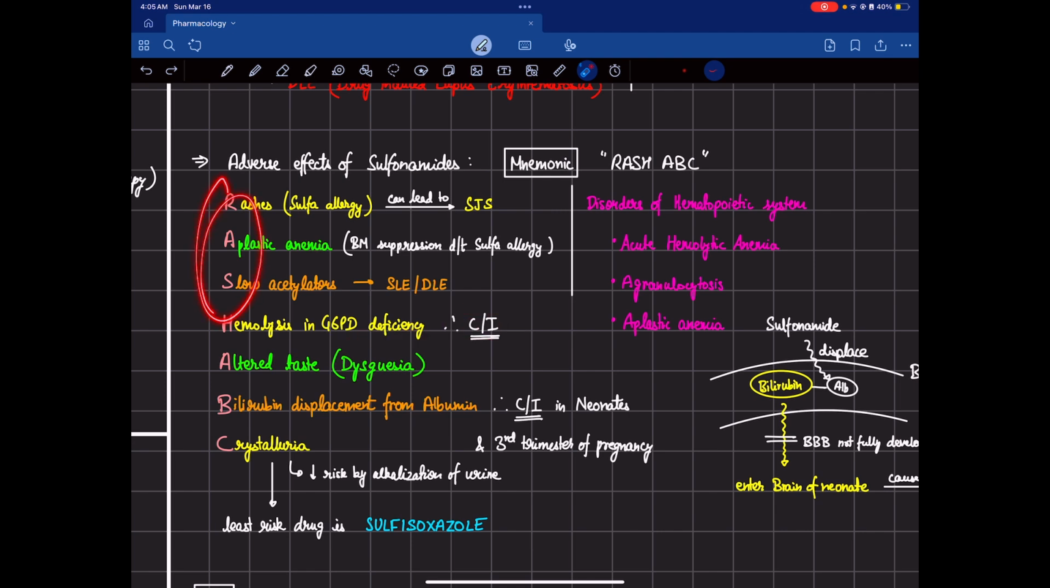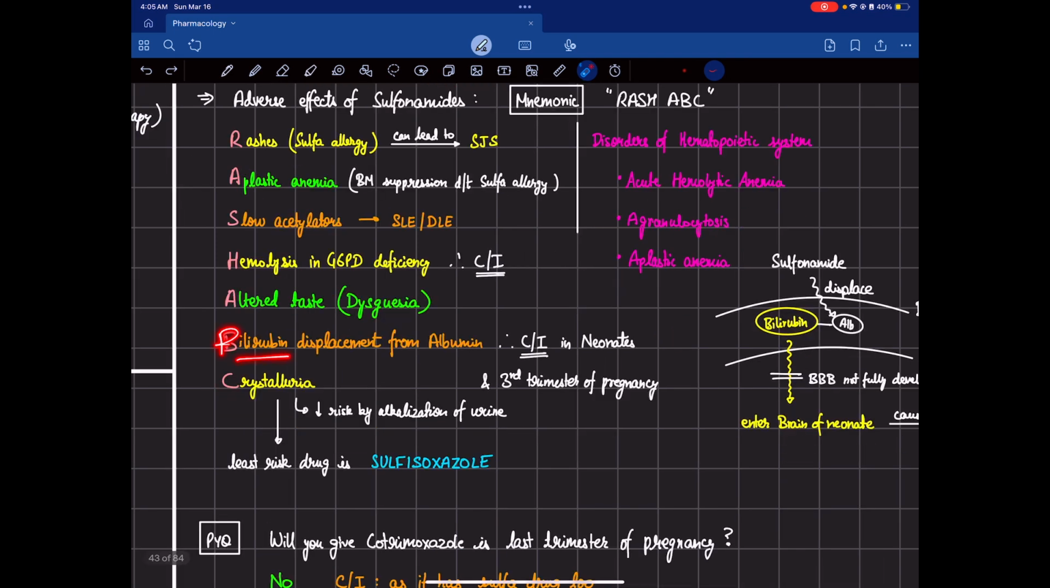Rash is done. Moving on to ABC. A is altered taste. B for bilirubin displacement from albumin, therefore it is contraindicated in neonates and the third trimester of pregnancy. And for C, it is crystalluria. We can reduce the risk by alkalization of urine. Therefore, the least risk drug is sulfasalazine.